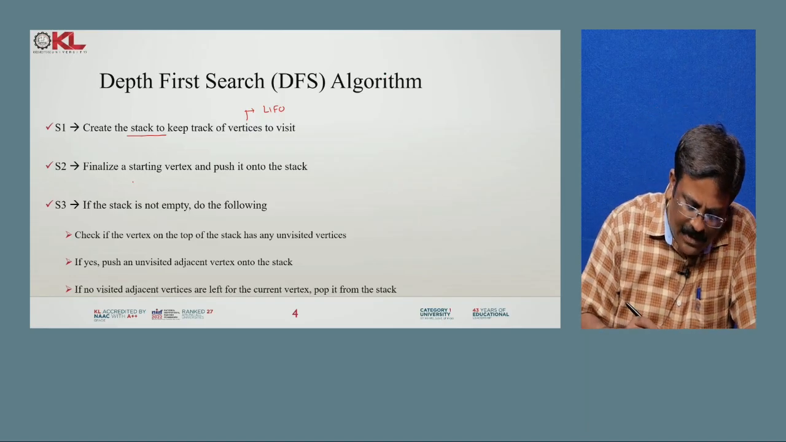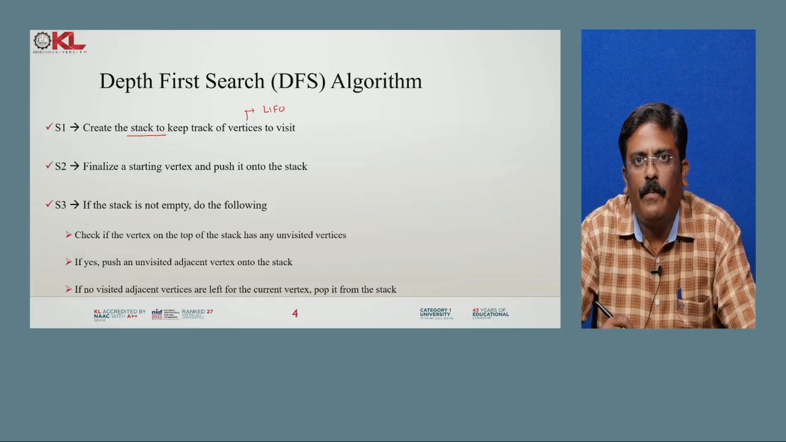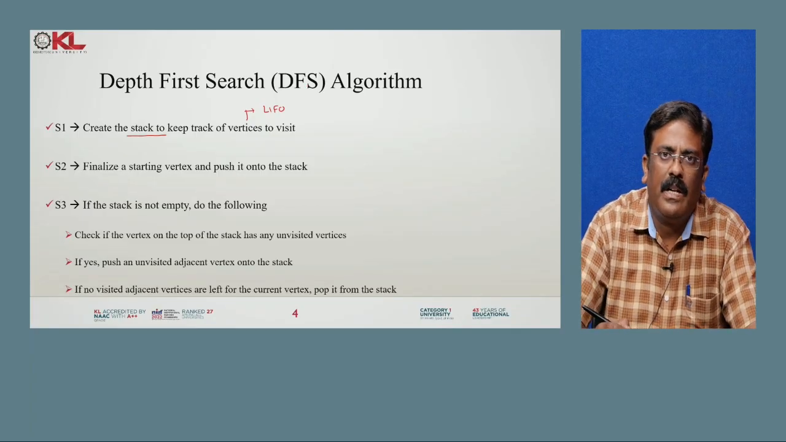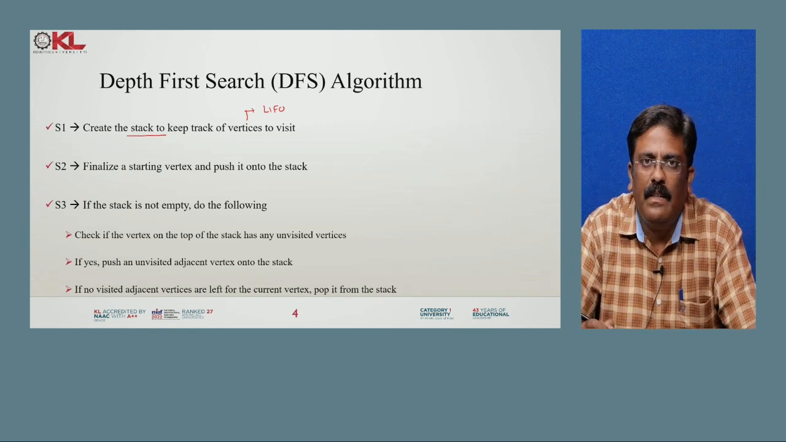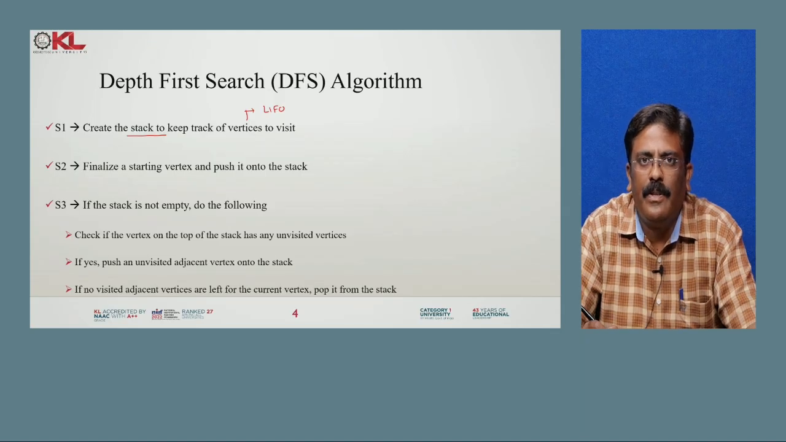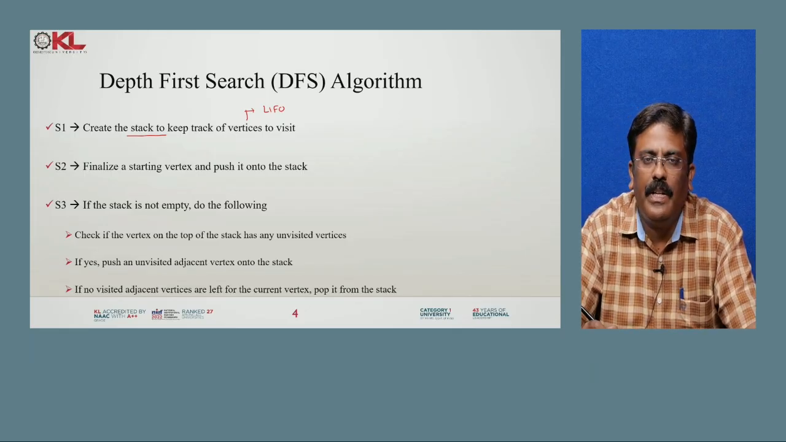In the second step, we finalize the starting vertex. When the problem is given to us, we have to see whether the starting vertex is defined in the problem. If it is not defined, we can assume whichever vertex we want to start with, take that as the starting vertex, and proceed further.